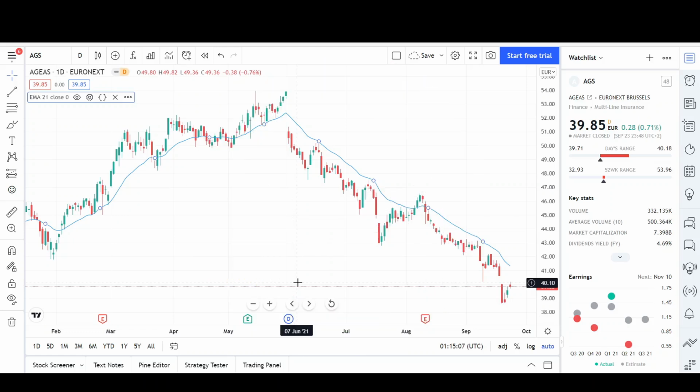I think that's how you pronounce it. A Belgian insurance company with the ticker symbol AGS.